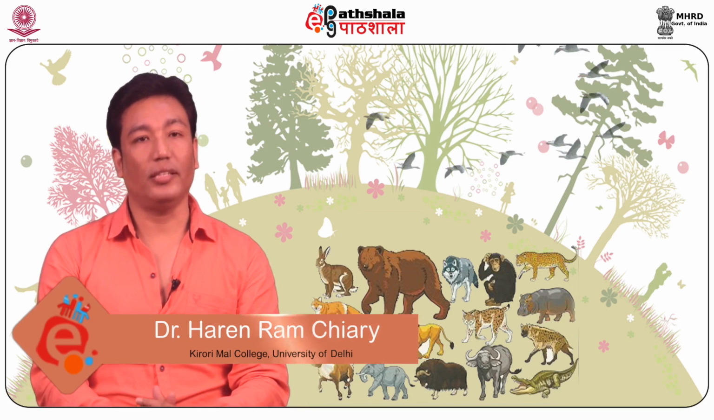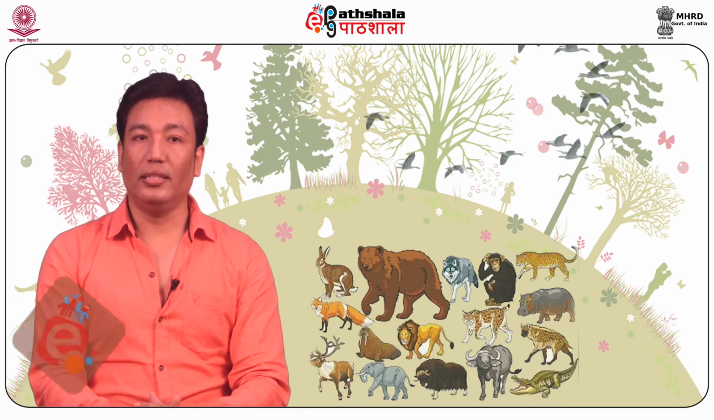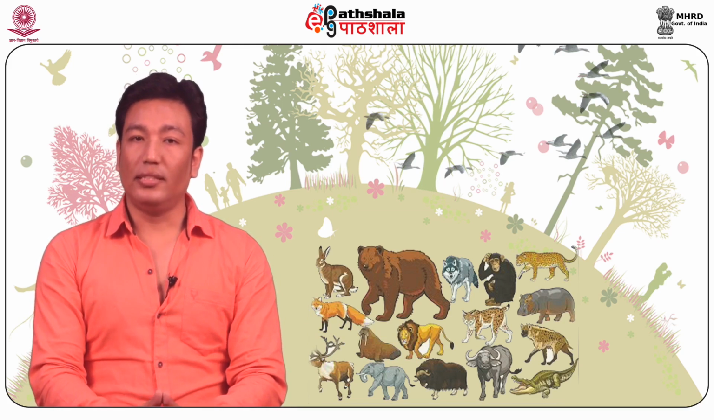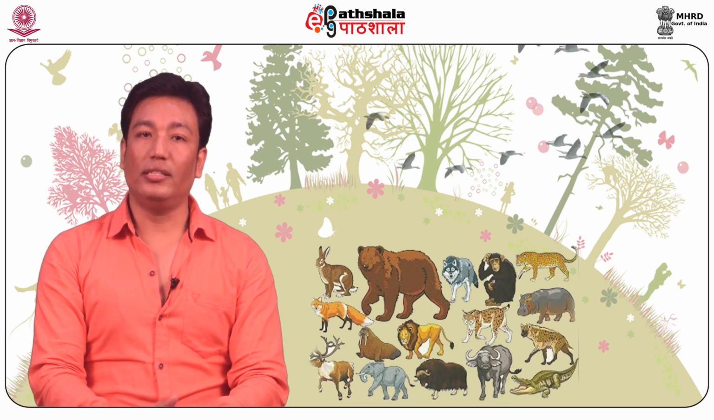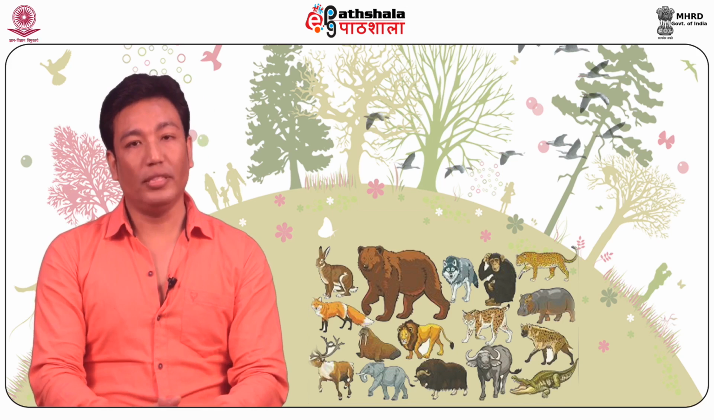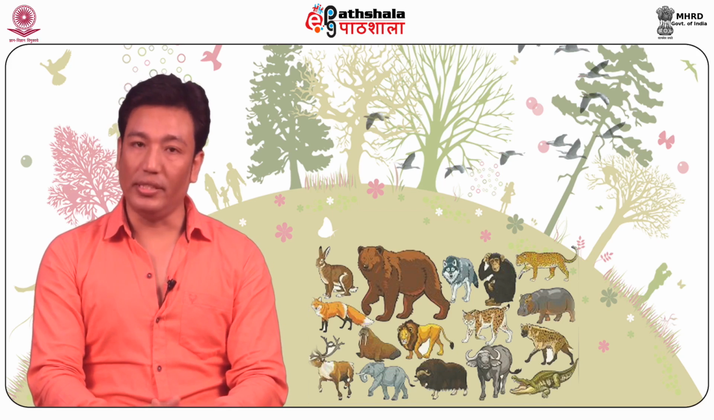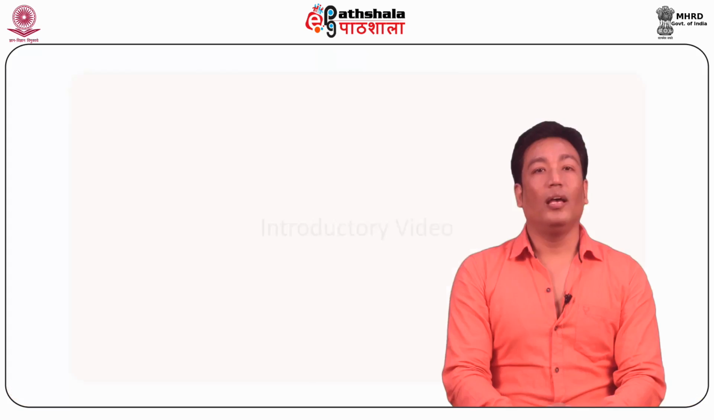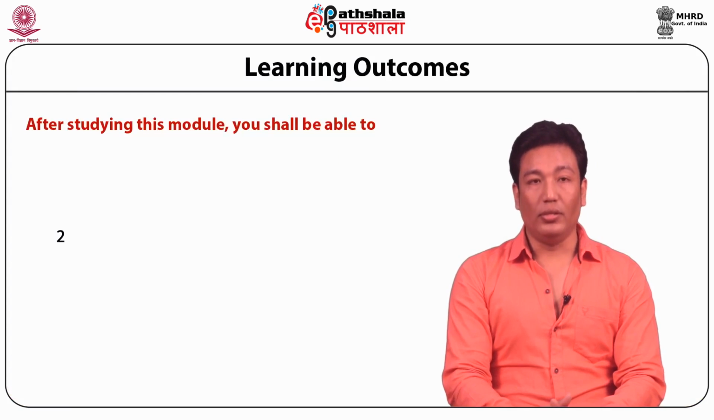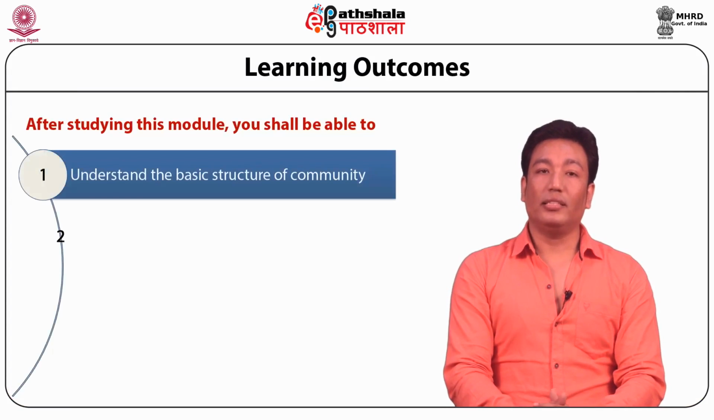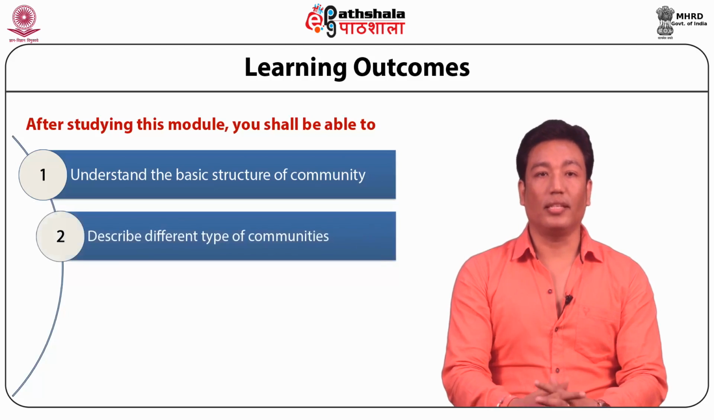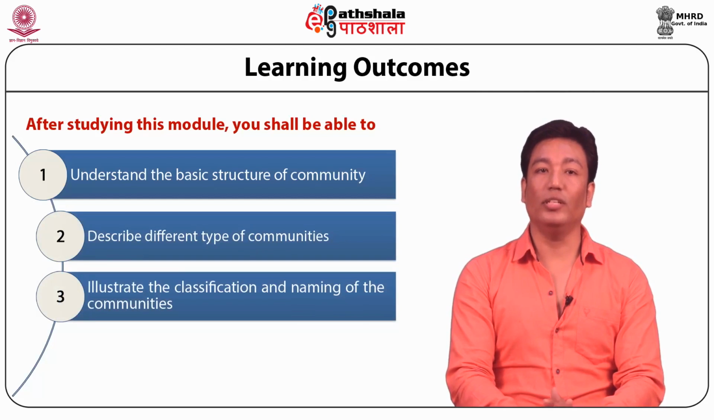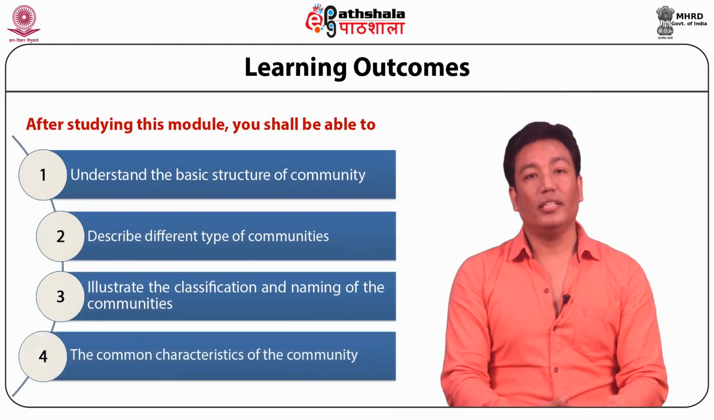Today we are going to discuss the module on community characteristics, types of biodiversity and diversity index, abundance, species richness, and vertical and horizontal stratification, part one, where I will especially discuss community structure and community stability from the paper Principles of Ecology. After studying this module, you shall be able to understand the basic structure of community, describe the different types of communities, illustrate the classification and naming of the communities, and the common characteristics of community.